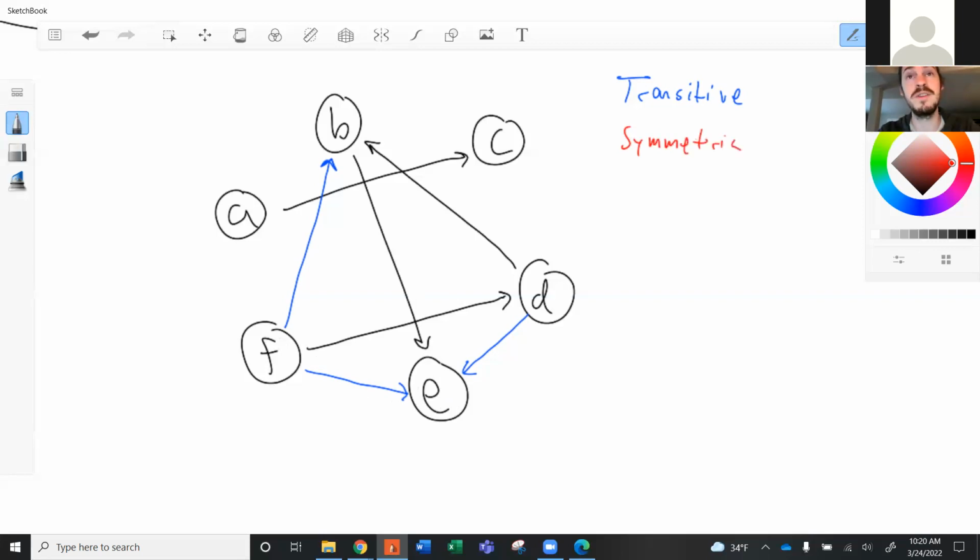So the next thing I want to do is try to satisfy the symmetric property. For the symmetric property, this is going to be kind of easy. All we have to do is go around, and for every arrow, we're going to put another arrow going back the opposite direction. So like that arrow from A to C requires an arrow going back from C to A.